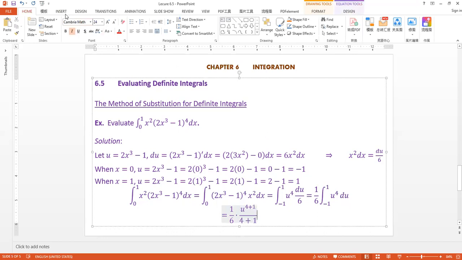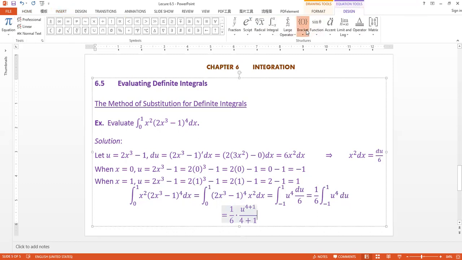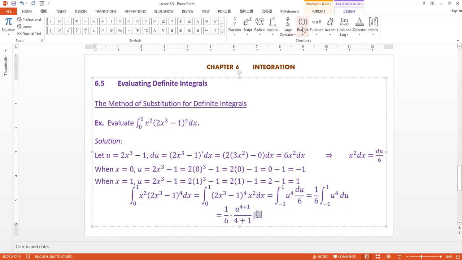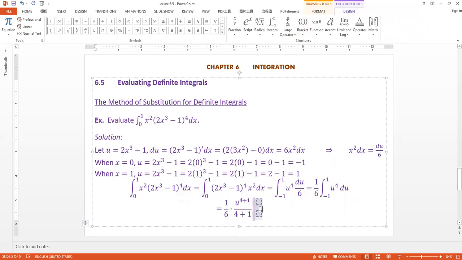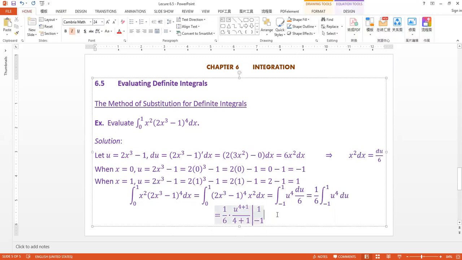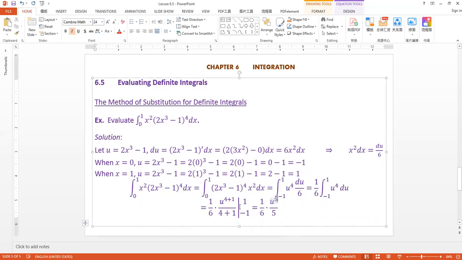That's the power rule, and then we need to plug in the lower and upper limits of integration and subtract. Let me write the notation here: this is 1, this is -1. I'm going to plug in and subtract. What we get is 1/6 times u to the 5 over 5. I'll write one more step: 4 plus 1 is 5, so we change this whole thing to 5, and these are the lower and upper limits of integration.